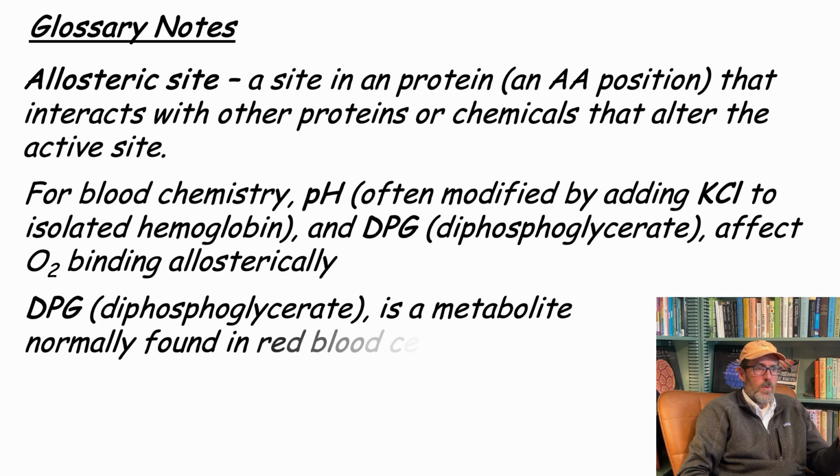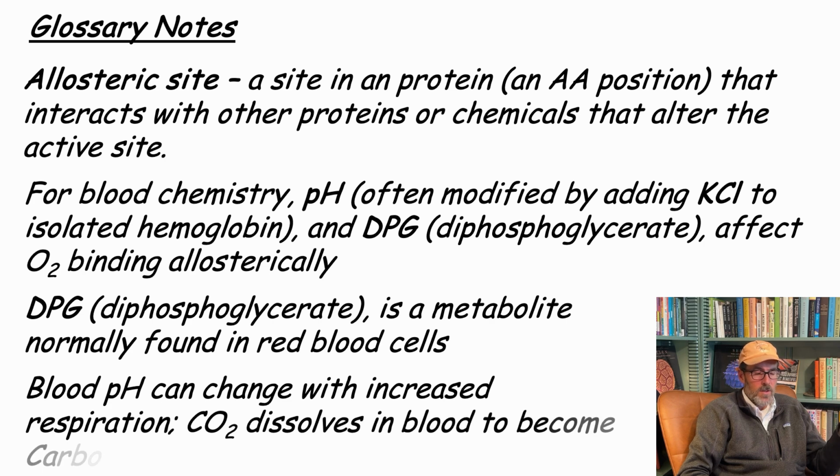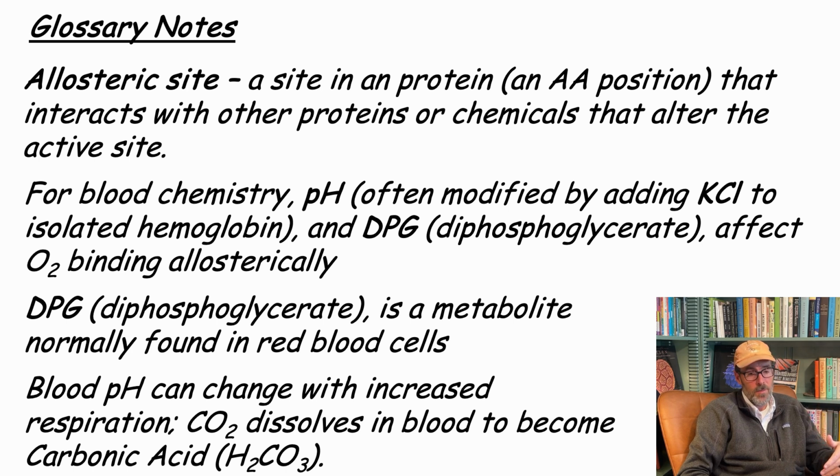DPG, diphosphoglycerate, is a metabolite that's normally found in red blood cells. So this is something that organisms make, and it's normally present in these red blood cells. Blood pH can change with increased respiration. When CO2 is produced by respiration, it can dissolve in the blood and become carbonic acid, H2CO3, which would decrease the pH or make it more acidic. So organisms constantly face this change in the blood environment.